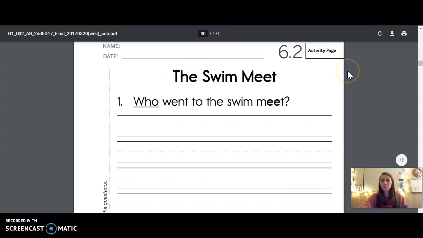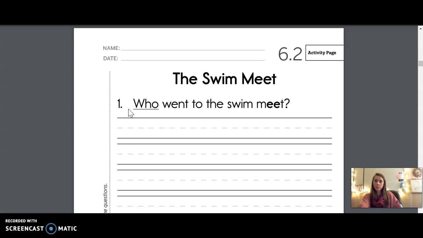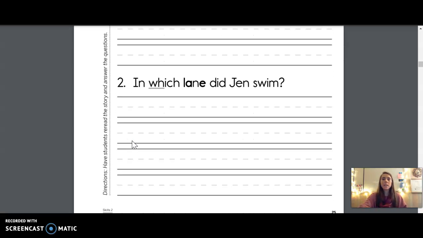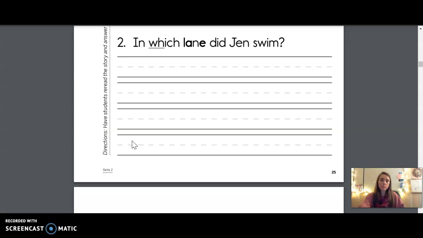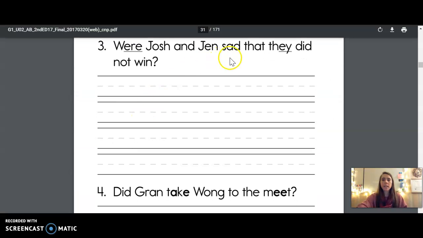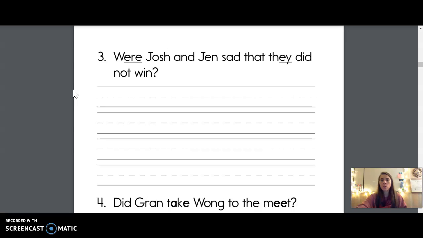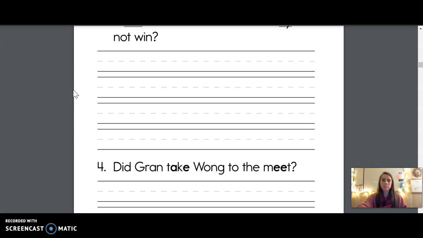All right, so if you have your skills workbook, go ahead and open up to page 6.2. You're going to go over these questions in your workbook. The swim meet, number 1, who went to the swim meet? You're going to say blank went to the swim meet and fill in the blank with your answer. Number 2, in which lane did Jen swim? You'll answer that by saying Jen swam in lane and then fill in your answer. Were Josh and Jen sad that they did not win? Number 3. You're going to say yes, they were sad because, or no, they were not sad because.